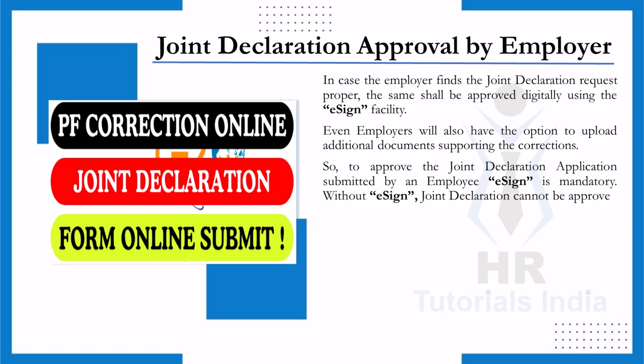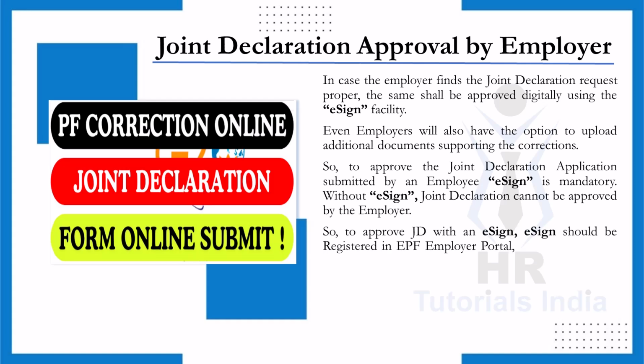Without e-sign, the joint declaration cannot be approved by the employer. As I said, e-sign is mandatory because only through e-sign can the joint declaration be approved by the employer through the EPF employer portal. To approve the joint declaration, the e-sign should be registered in the EPF portal of the employer, and the EPF should also be in active mode.